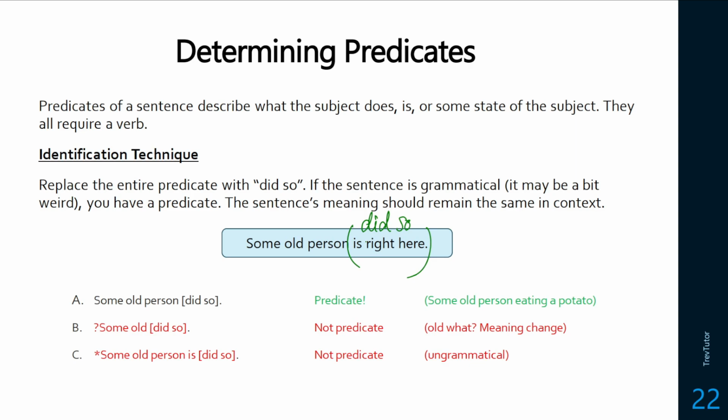We've retained the meaning with context. What if we say something like some old person is right here, and we think "person is right here" is the predicate? Well, then we get "some old did so." And you're thinking like some old what? It just sounds incomplete. That's not good. Or if we think this predicate is just "right here," "some old person is did so." Ugh. Some old person is did so. Doesn't that sound just so horrible? So yeah, that sounds bad, so it's not a predicate.